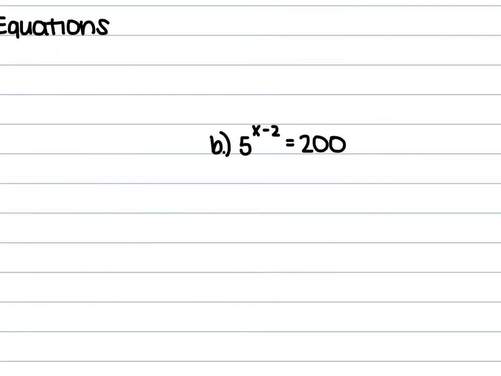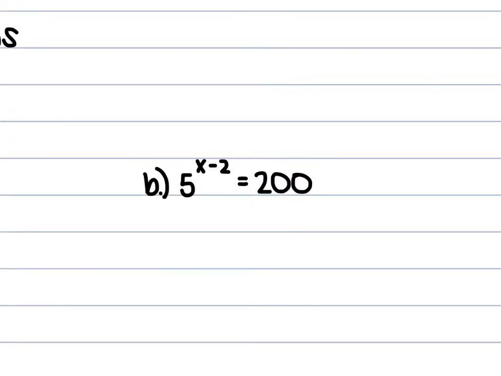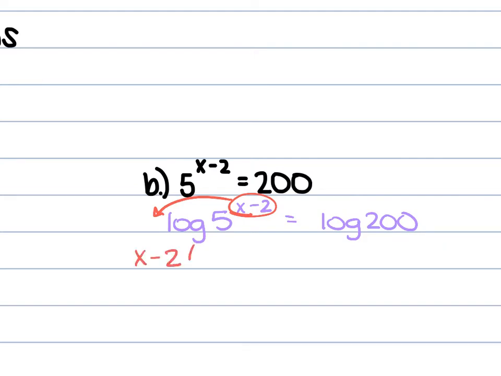For example B, we have 5 to the power of x minus 2 is equal to 200. Now, 200, you can't turn that into a number raised to a power. So we are going to take the log of both sides. If we do this, we're going to have log 5 to the power of x minus 2 is equal to log 200. Remember, when we have an exponent on a log, it becomes the so-called coefficient to the log. So this is going to be x minus 2 times log 5 is equal to log 200.